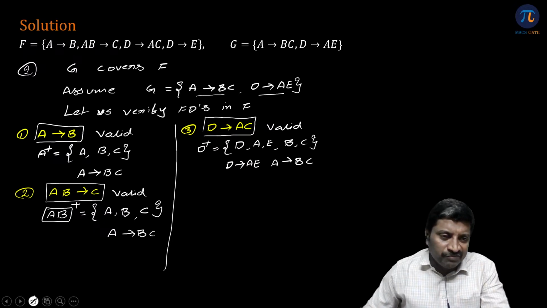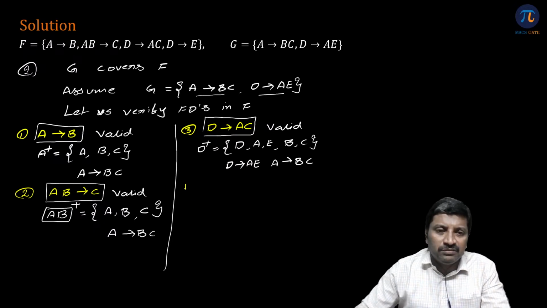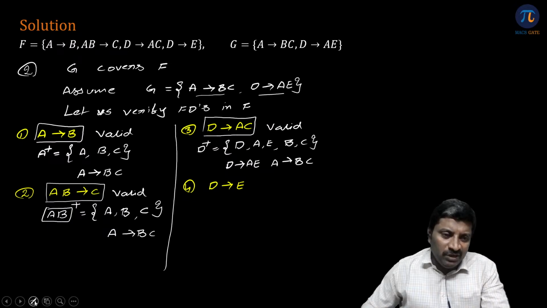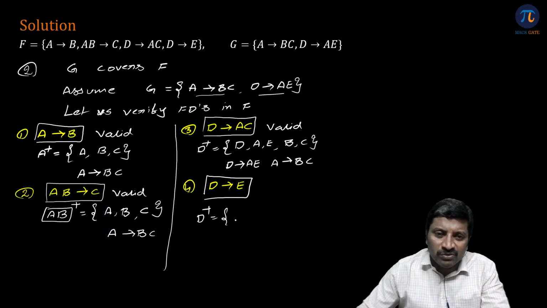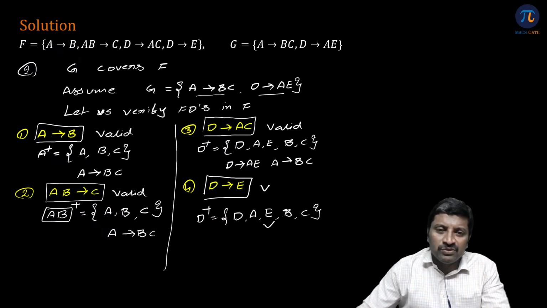So what is the fourth functional dependency in F? That is D implies E. For this, we need to find the closure. We already got the closure. What is the closure, sir? D plus equals D A E B C. E is present, so this is also valid.